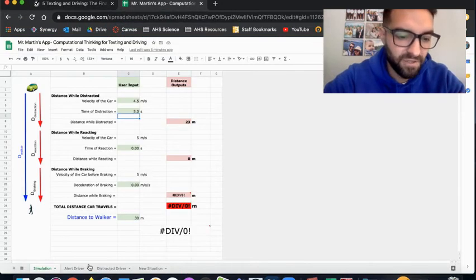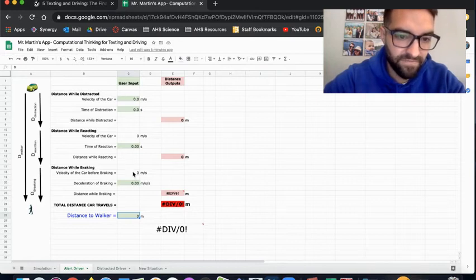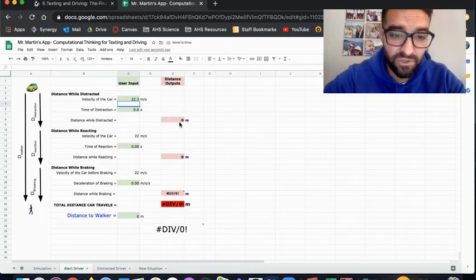So again, you have an alert driver tab to fill in the alert information. Okay, something to keep in mind, 22.3 meters per second. The time of distraction was 0. So it makes sense that your distance while distracted is 0 for your alert driver. For your distracted driver, again, it's the same velocity, and it was 2.3 seconds. Okay, so once you enter that, you're going to start getting this information.